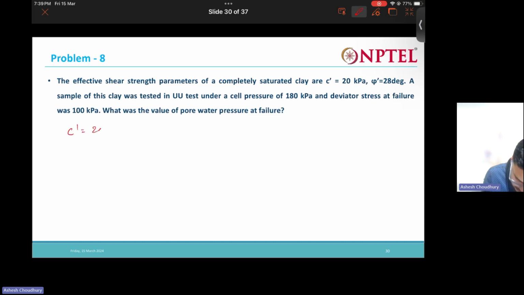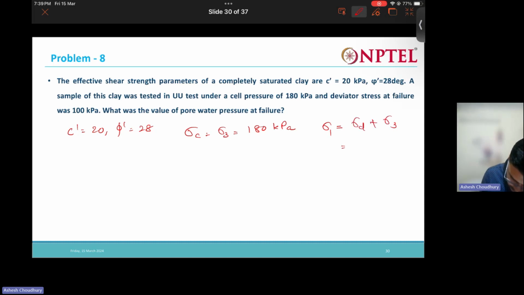So c' is 20, phi' is 28, sigma c is equal to sigma 3, UU test, right? So sigma 1 was nothing but sigma d plus sigma 3, 100 plus 180, 280 kPa. Alright, now we will use again the basic equation in terms of effective stresses. We write it in terms of the effective stresses.